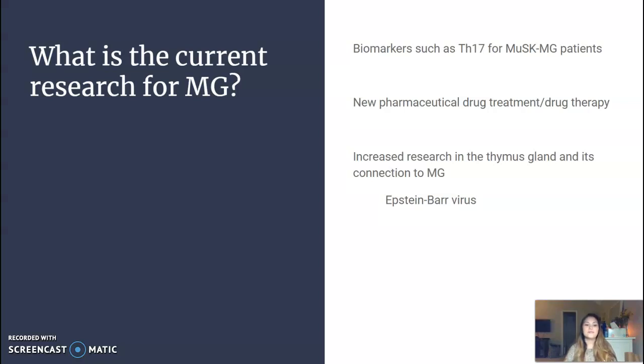There's also research for the new pharmaceutical drugs and drug therapies, and there's also increased research in the thymus gland and its connection to myasthenia gravis. There was found in one article that in some myasthenia gravis patients, they also found that they were positive for Epstein-Barr virus, but there's not really any ongoing research in that. I just thought it'd be kind of interesting to include. But the thymus gland seems to be the pinpoint for research for most myasthenia gravis patients because they want to understand what is causing these antibodies auto-reacting to themselves.